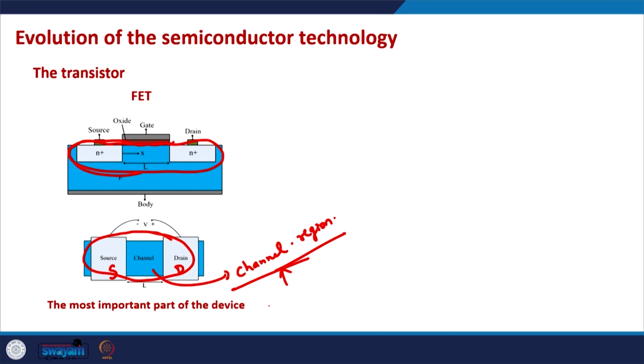We will try to understand the physics of the channel region because of the voltage applied on the source, on the drain or on the gate. Okay.